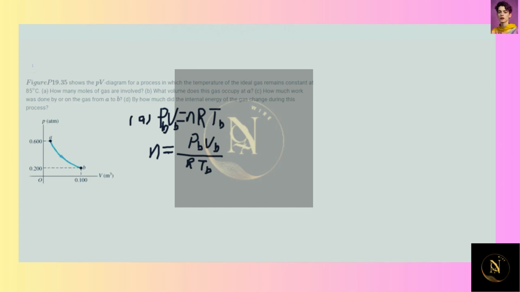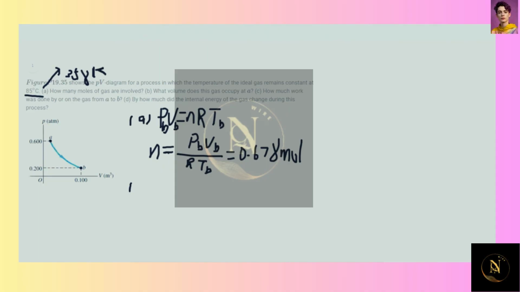PB is 0.2 atmosphere, and you need to transfer this into Pascal. VB is 0.1 meters cubed, and R is a constant. TB is given as 85 Celsius degrees, which is 358 Kelvin. So just plug in the numbers, and you'll see that the number of moles is 0.678 moles.